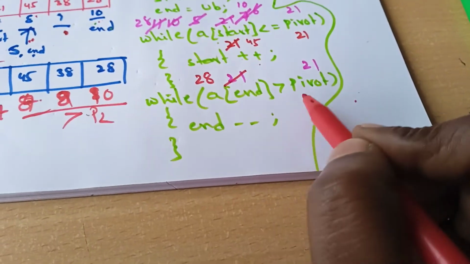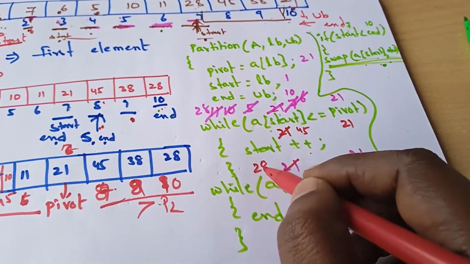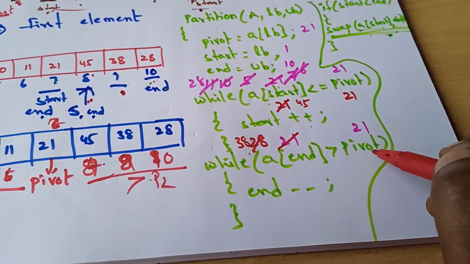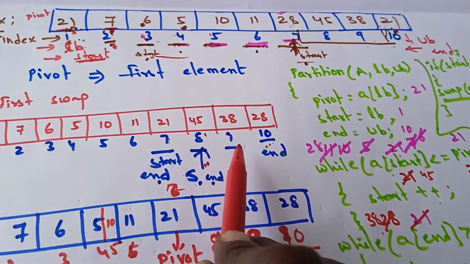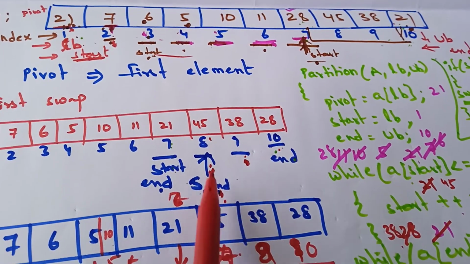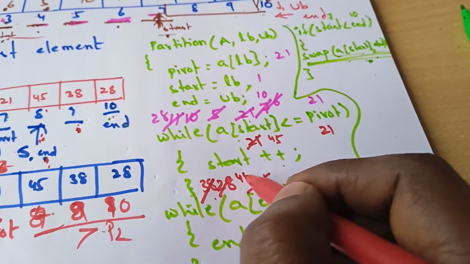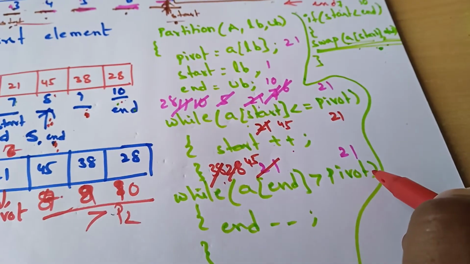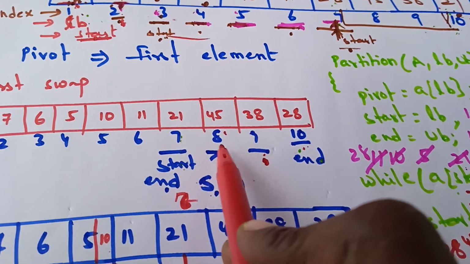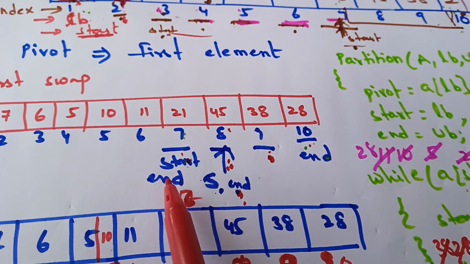Again the loop repeats until this condition fails, right? Now what is this? This time it is 38. 38 greater than 21. Condition true. Again end minus minus. Now end pointer is here, which is 45. Again we'll be repeating the loop. 45 greater than 21. Condition true. Again we'll be decreasing. Where will we go this time? We'll come here. Okay. Now end pointer is here.